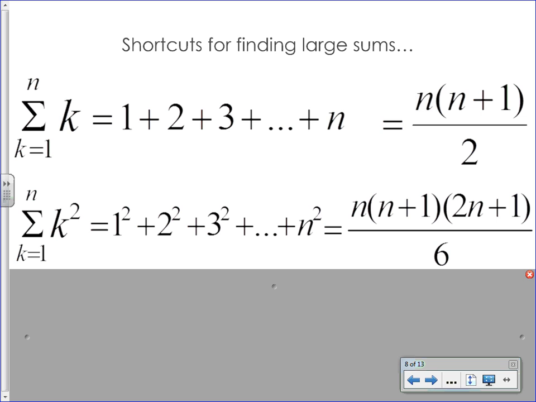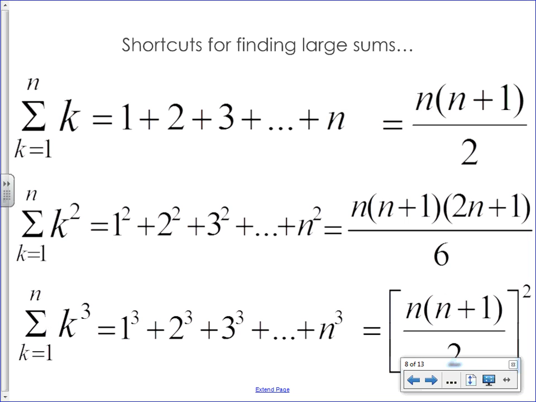How about k squared? If we're adding up the sequence k squared from 1 to n, then we can say that is the same as n times n plus 1 times 2n plus 1 all over 6. Yeah, we have to start at 1. Most of the problems only start at 1. No, we're going to start with 1.